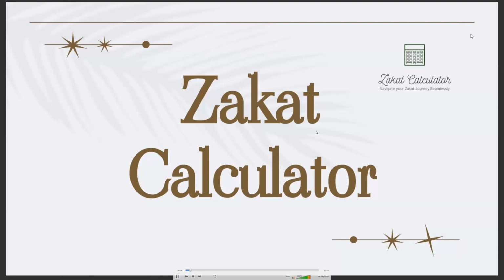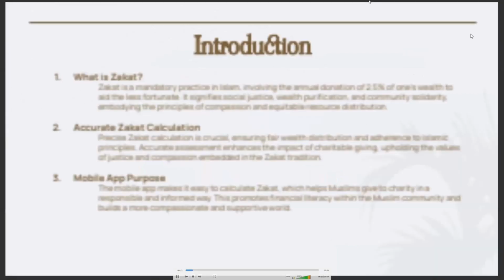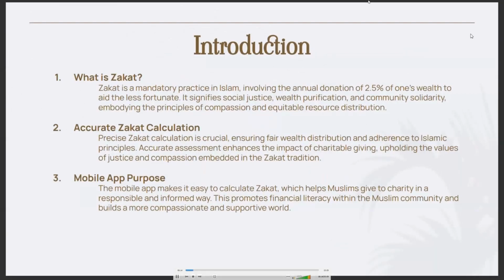Our project is the Zakat calculator, which is a mobile application. Zakat is a mandatory practice in Islam. Every Muslim who is eligible must pay zakat. It basically involves the annual donation of 2.5% of a person's wealth. Zakat was made mandatory to help the less fortunate and the needy people.